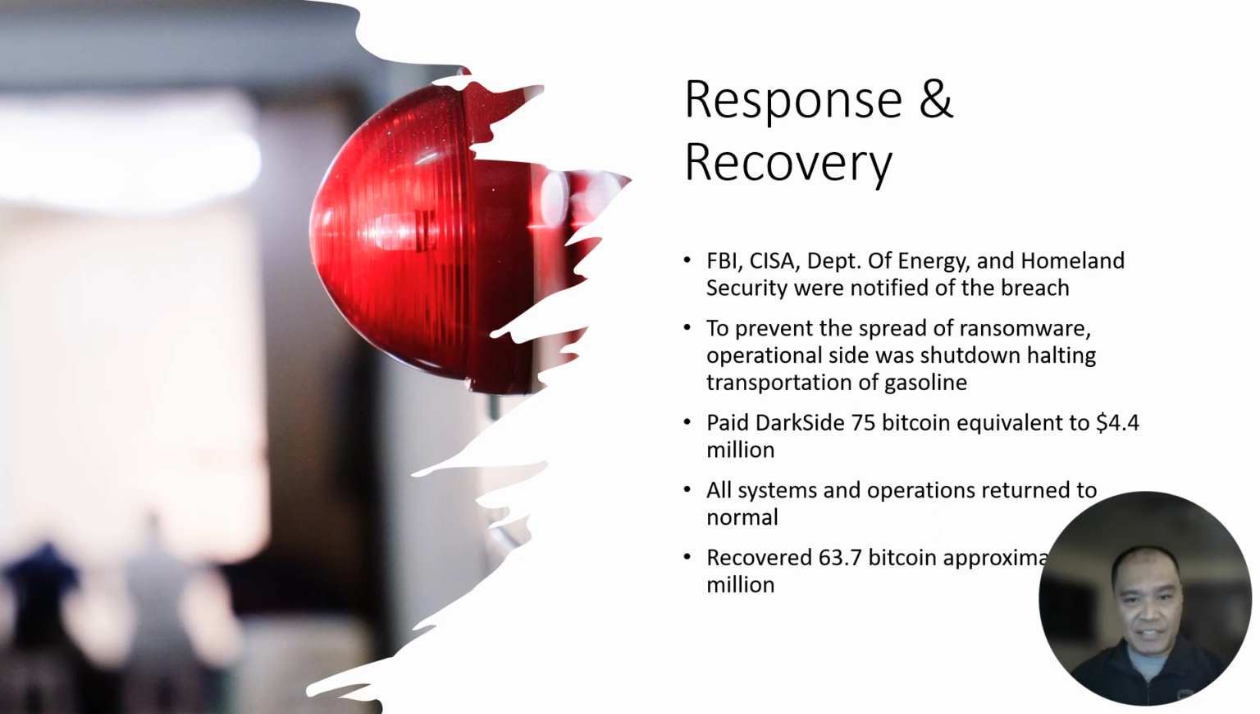After 6 days, the pipeline restarted operations again. About a month after the initial breach, the Department of Justice was able to recover about 63.7 Bitcoin paid to the hacking group.